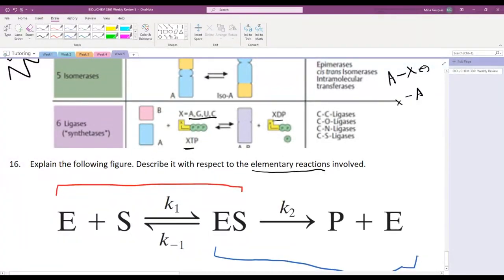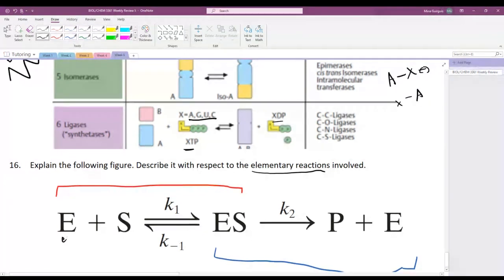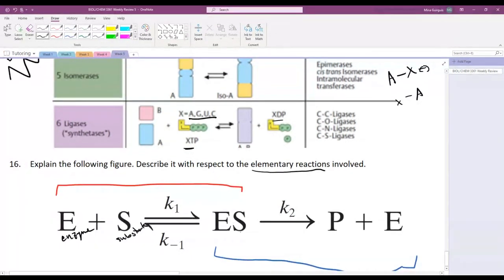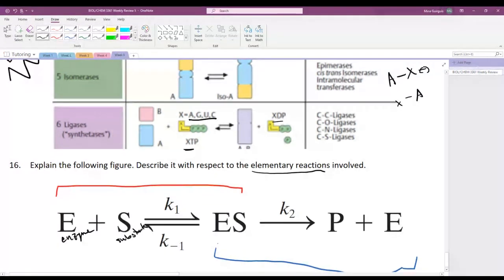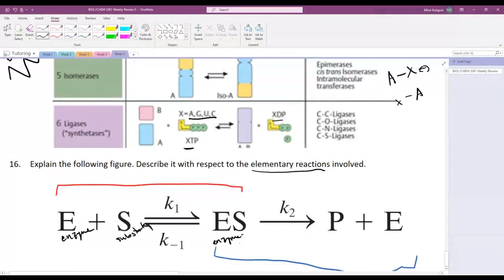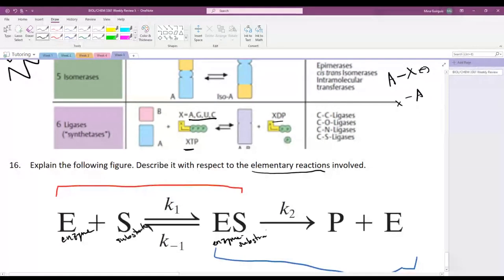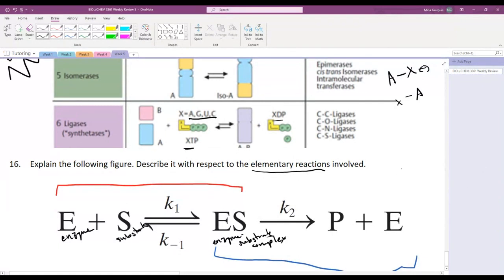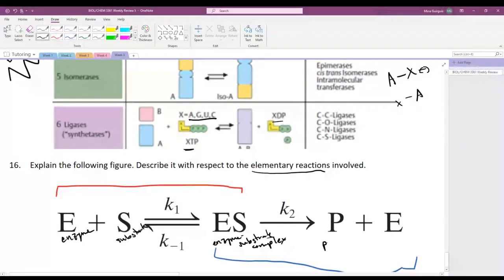So what are all of these letters? E generally means your enzyme. S is the substrate of the enzyme. ES is not just enzyme plus substrate, it's your enzyme substrate complex. So what that means is your reaction is not just enzyme makes substrate into product, it's that your enzyme and substrate have to bind first, and then they can form a product, okay? And that's what we see here with P. P is product, and once again, we're given a free enzyme.